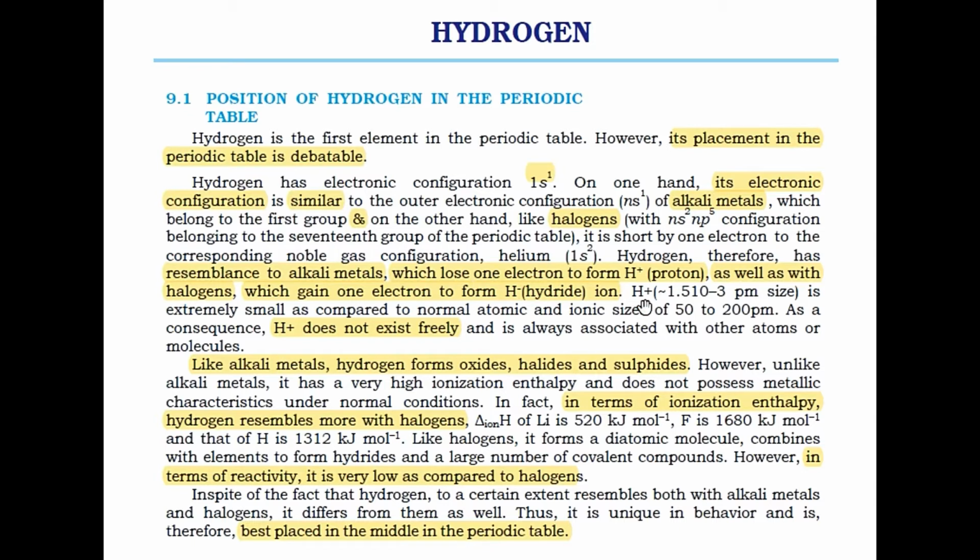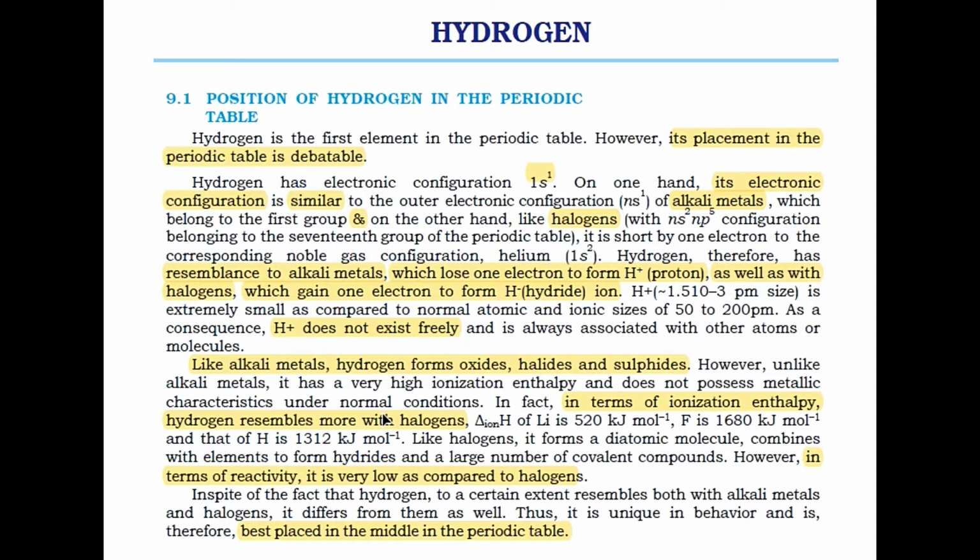H plus, that is proton, has an approximate ion size of 1.5 to 3 picometer. This is extremely small as compared to normal atomic and ionic sizes, which range about 50 to 200 picometer. As a consequence, H plus does not exist freely and is always associated with other atoms or molecules. Like alkali metals, hydrogen forms oxides, that is H2O, halides HX, sulfides H2S. However, unlike alkali metals, it has a very high ionization energy and does not possess metallic characteristics under normal conditions.